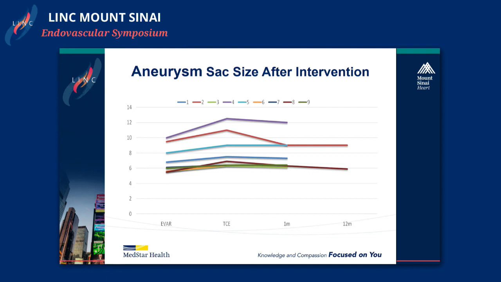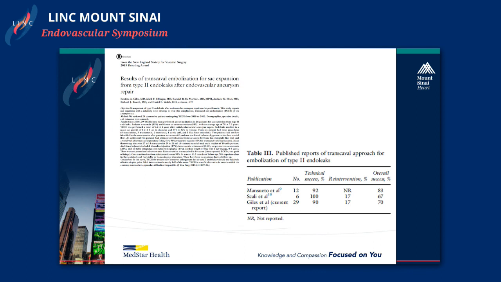In our series, we looked at this about 6 months ago. We had 9 patients at that point. All of these patients had had prior attempts at embolization with further type 2 endoleaks. They were then referred for further treatment and management. You can see after transcaval embolization, the sacs were either stable or shrunk subsequently. And in this paper, they looked at transcaval embolization as well. Very high technical success rate. Unfortunately, over time, you can see that the recurrence rates start to arise, and overall success rates begin to mimic that of translumbar and even modified transarterial.